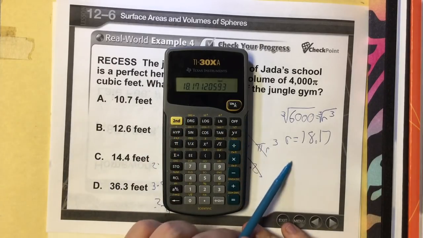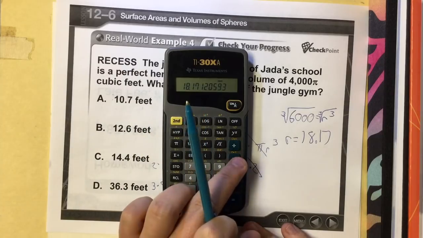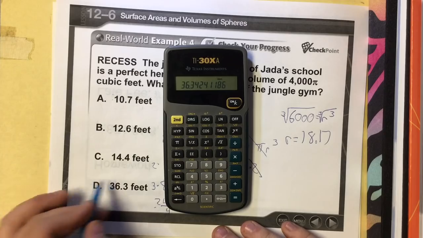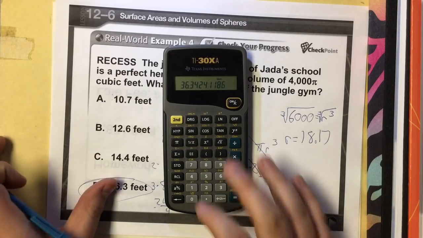So that's our radius. They don't ask for the radius, they ask for the diameter. So we multiply it by 2, and we get right about 36.3 feet.